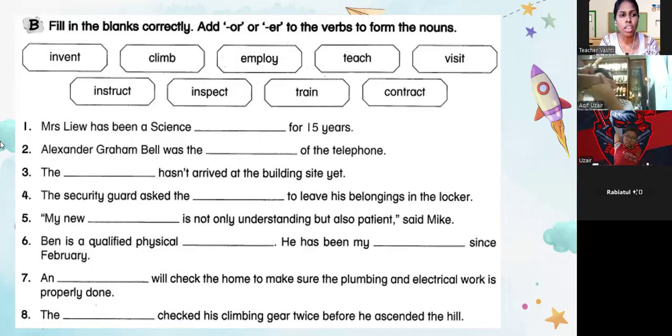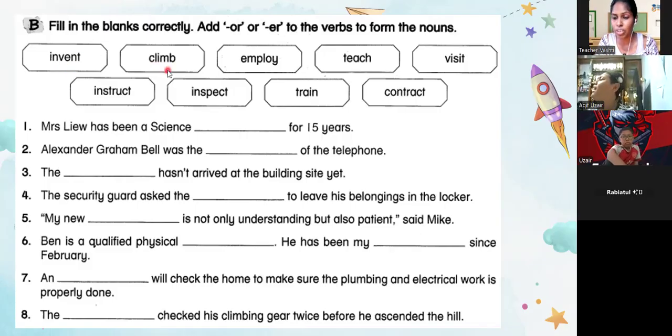For example, number 1, Mrs. Liu has been a science for 15 years. What can I write? Or maybe we can go through the answers first. Invent, climb. Can we read this together?